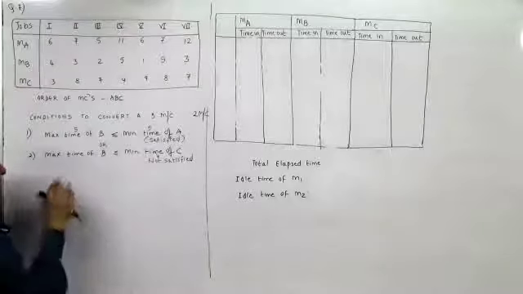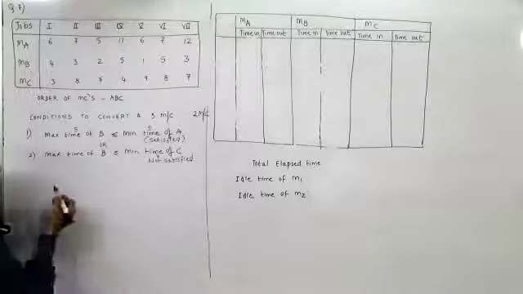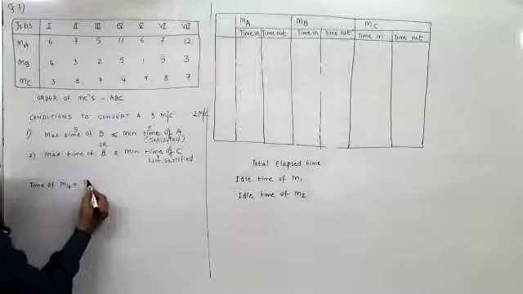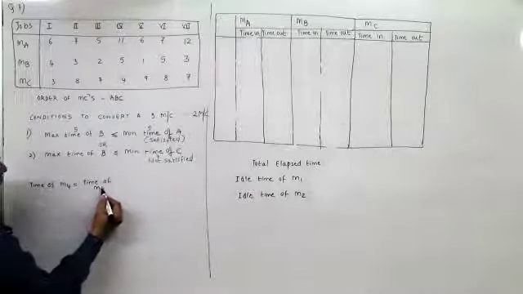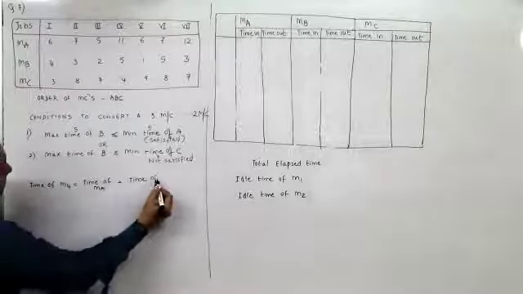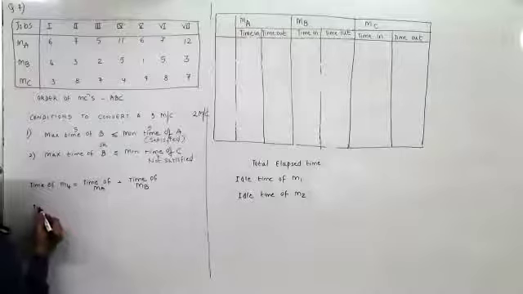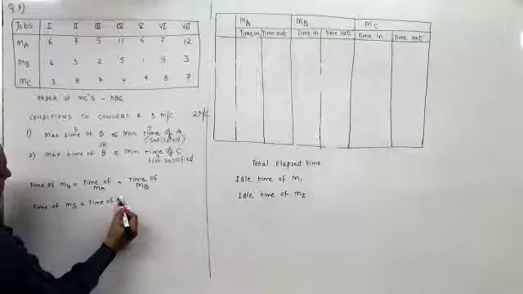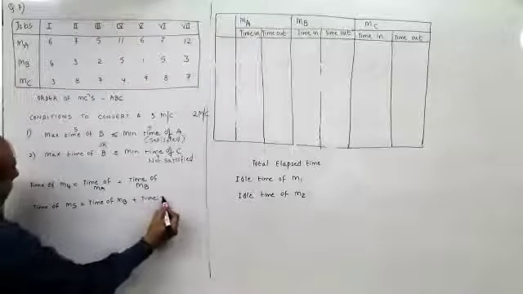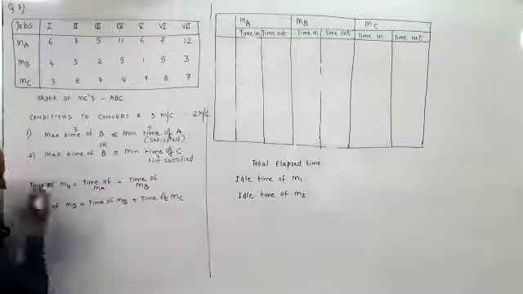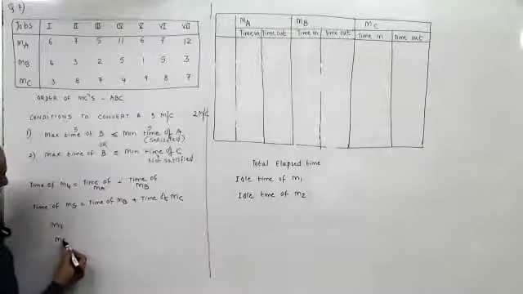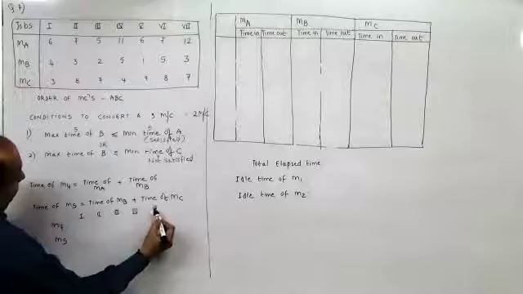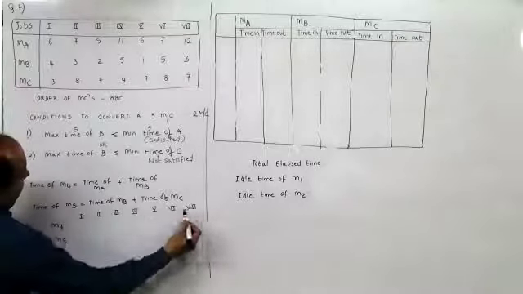First condition is satisfied, therefore we can convert the 3-machine problem to a 2-machine problem, such that time of M4 is equal to time of MA plus time of MB. Time of M5 is equal to time of MB plus time of MC. Now, M4 and M5 here, this is 1, 2, 3, 4, 5, 6 and 7.